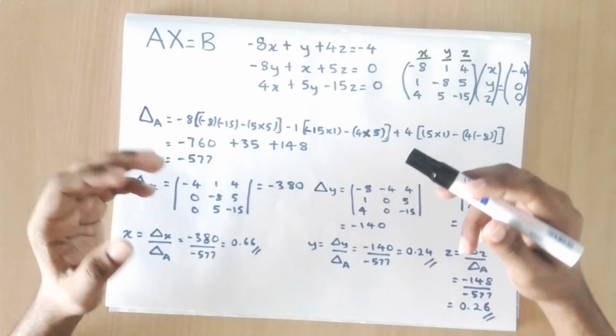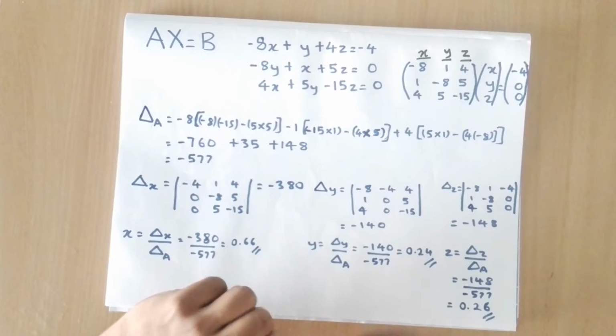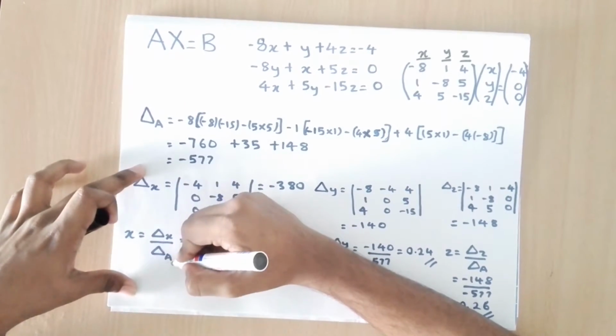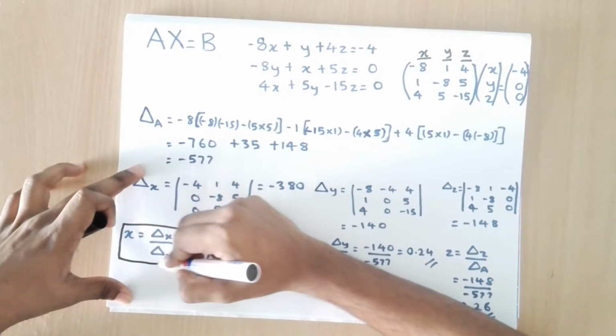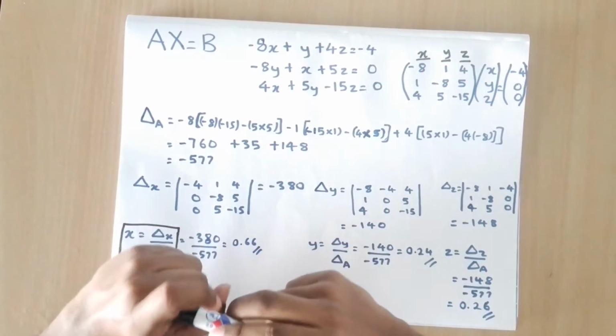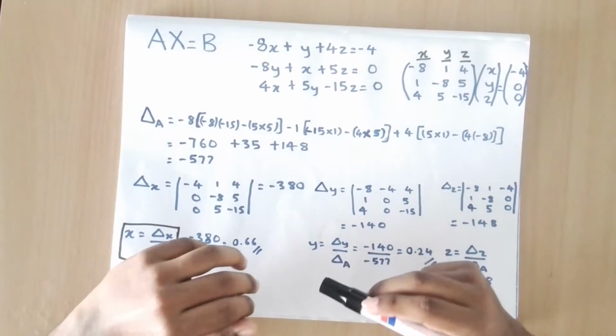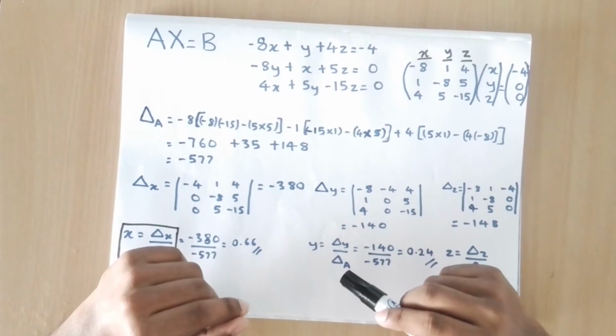So that is how you solve a system of equations using Cramer's rule. This formula is really important in this rule: x equals delta x divided by delta A. So that is how you solve a system of equations using Cramer's rule.